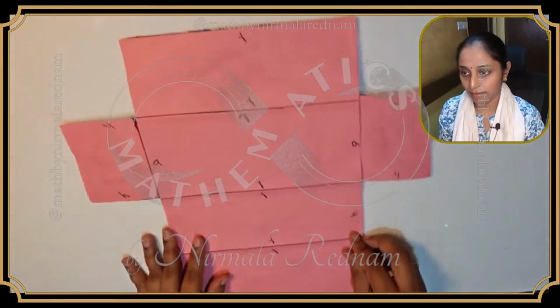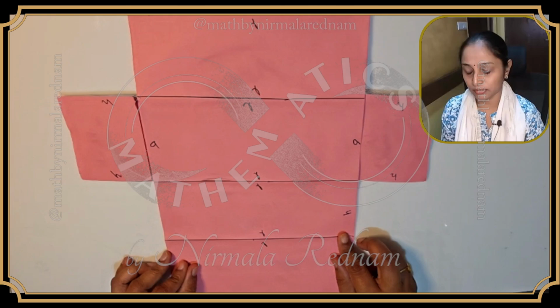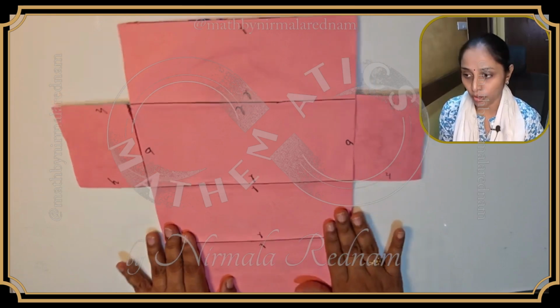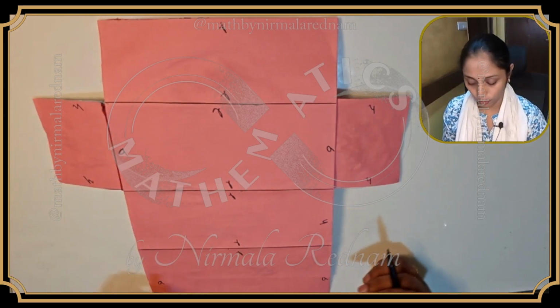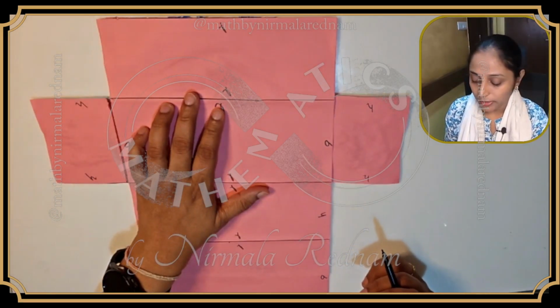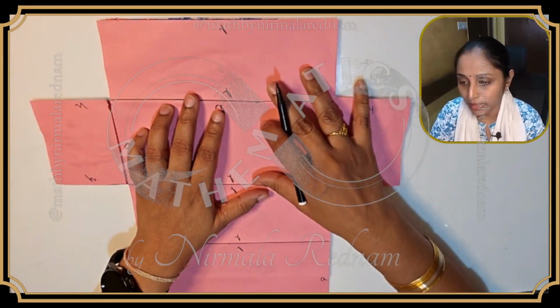So here we have the net of a cuboid, right? This is a cuboid and this is the net of a cuboid. Now here let us try to find the surface area.